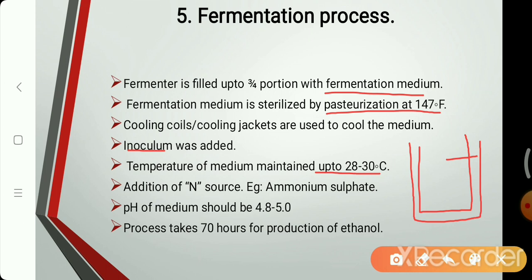Additional nutrition such as nitrogen source, if it is required, for example ammonium sulfate, that we will add. pH of the medium we will maintain around 4.8 to 5.0. The process takes around 70 to 72 hours for the production of ethanol.